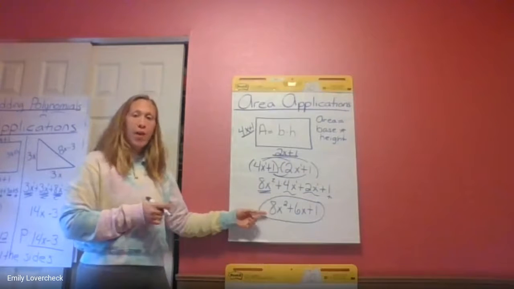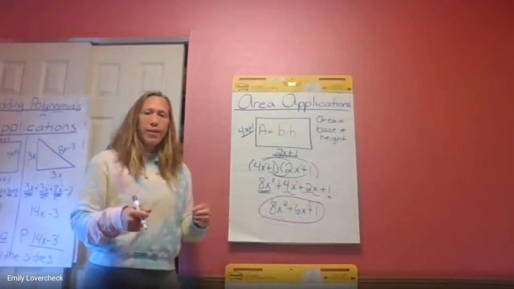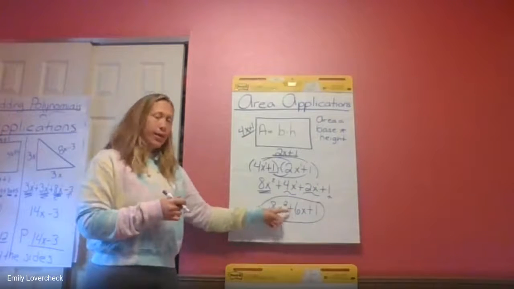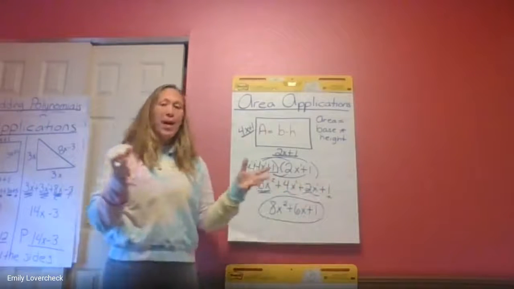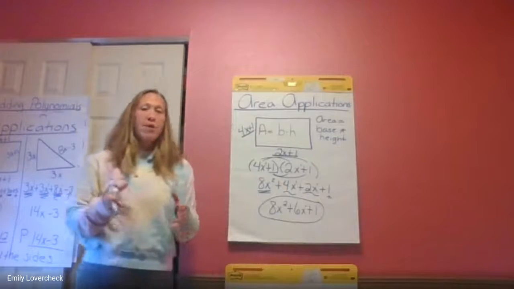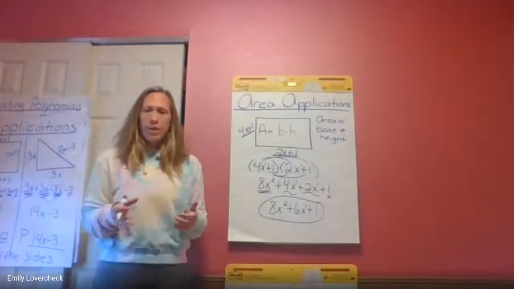Everything that has the same variable with exponent, I add their coefficients. So nothing combines with the 8x squared, perfectly fine. I have 4x and 2x. 4 plus 2 is 6x to the first, okay? And then I have this 1, my constant, and I just bring it down. So my final answer is 8x squared plus 6x plus 1, done.